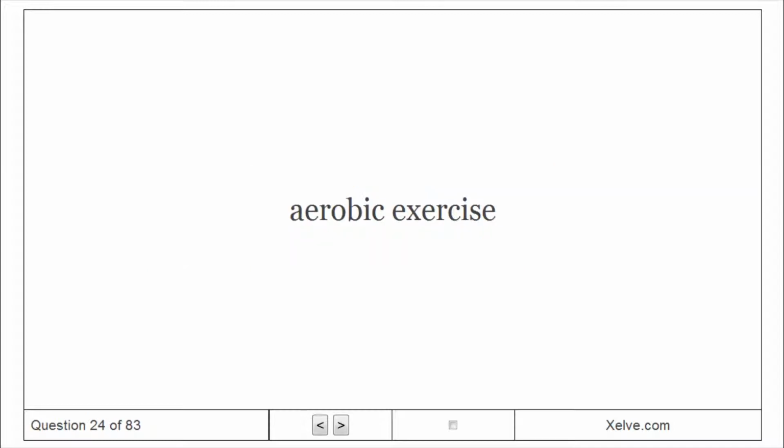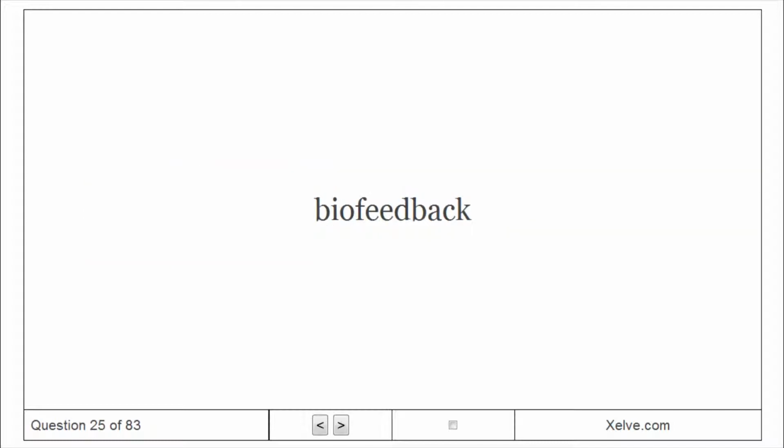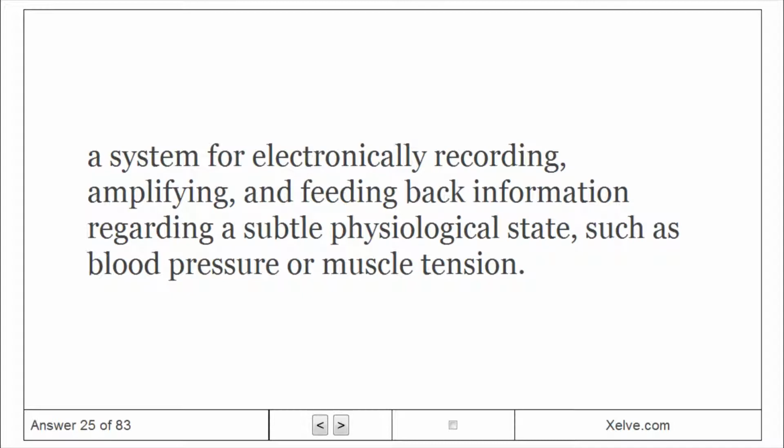Aerobic exercise. Sustained exercise that increases heart and lung fitness may also alleviate depression and anxiety. Biofeedback. A system for electronically recording, amplifying, and feeding back information regarding a subtle physiological state, such as blood pressure or muscle tension.